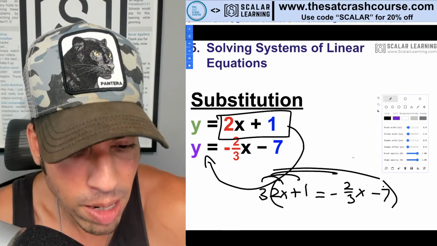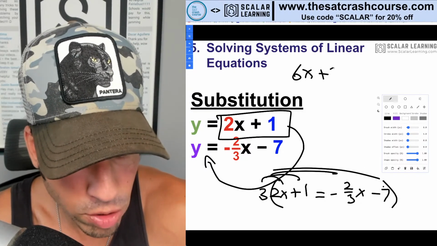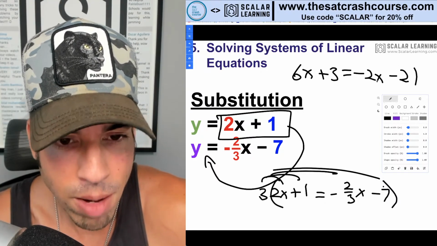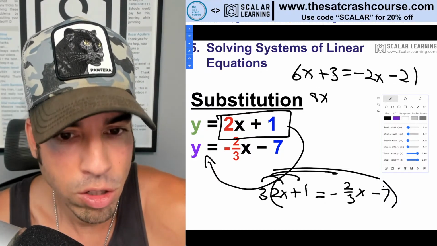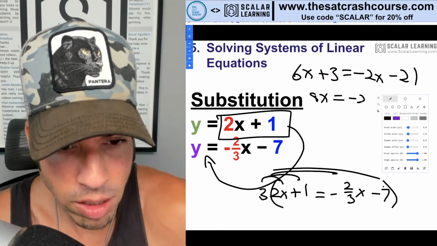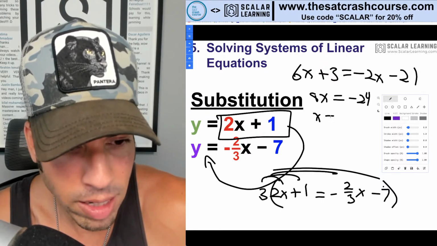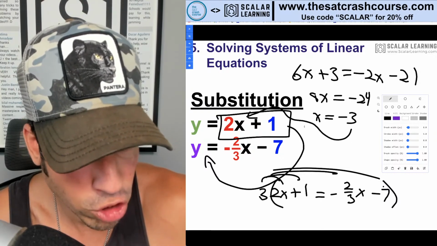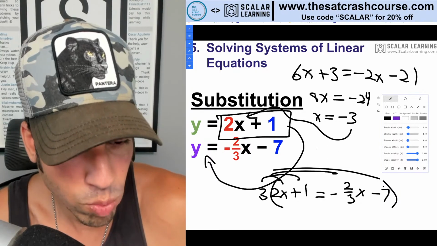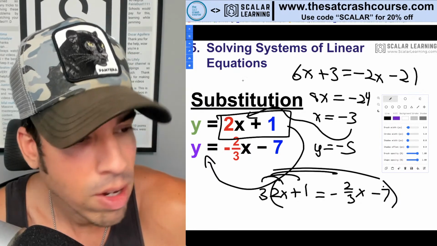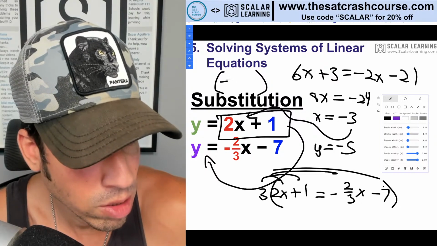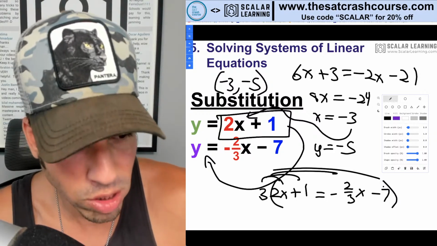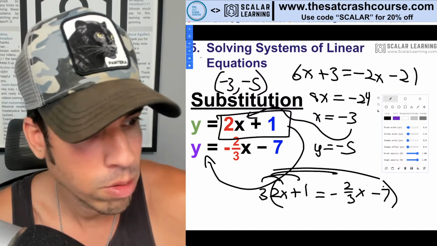I got 6x plus 3 is equal to negative 2x minus 21. Now I'm going to add 2x to the other side, 8x. Then I'll subtract 3, and that equals negative 24. Divide both sides by 8, and x equals negative 3. Now to find y, plug it back in to either equation. 2 times negative 3 is negative 6, plus 1 is negative 5. And now we got our solution for the system. And what is my solution? That is the intersection point. That is where these two lines intersect and touch each other. Solution, boom, done.